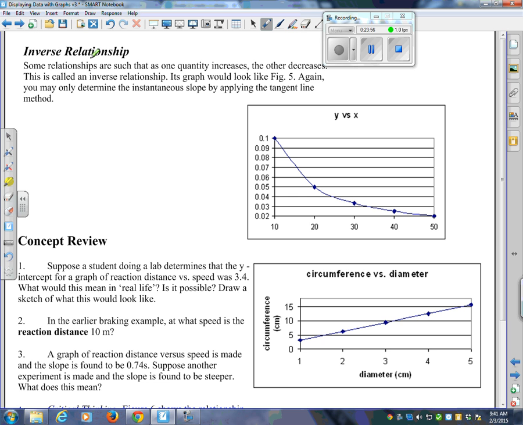Yeah. Some relationships are such that one quantity increases, the other one decreases. This is called an inverse relationship. Its graph would look like figure 5. Again, you may only want to determine the instantaneous slope by applying the tangent line. You should know the 3 types of relationships: linear, quadratic, inverse. Know what the graphs look like. It's on the board. Okay, I'm done yakking.